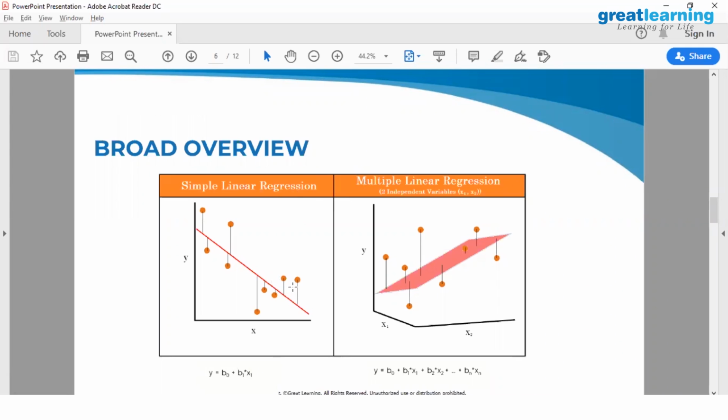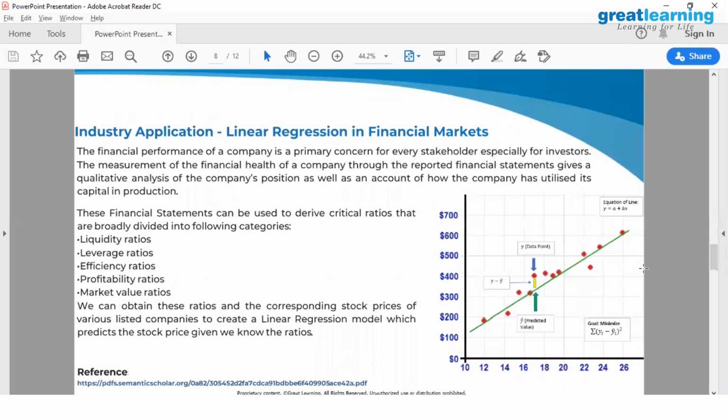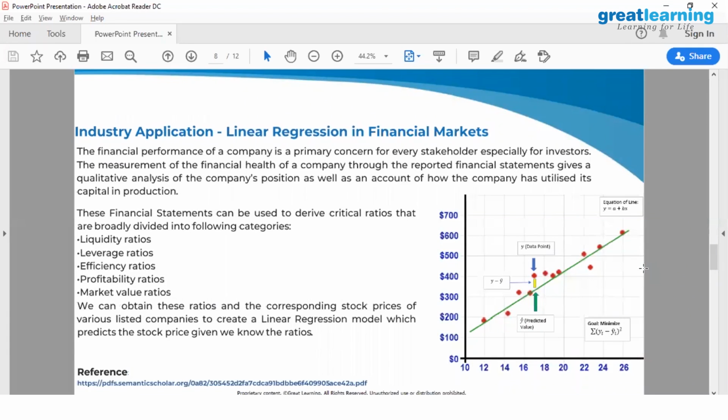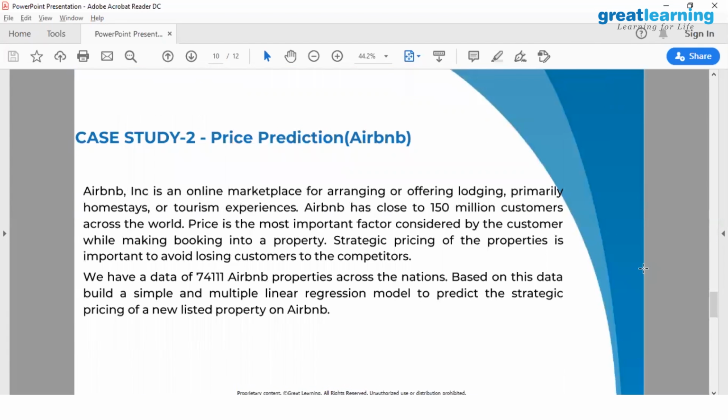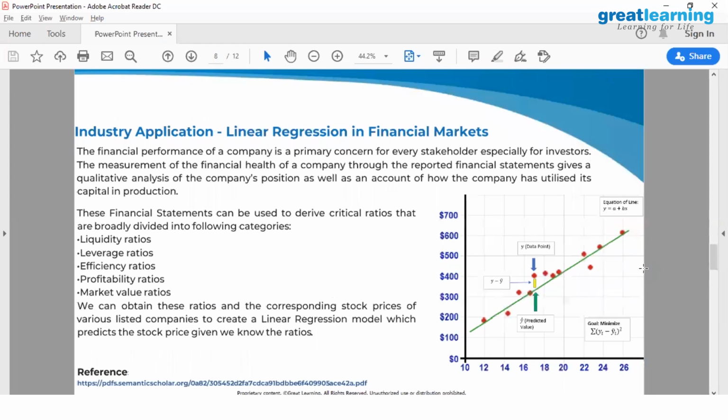Simple linear regression is when there is only one variable; if there is more than one variable, we cannot explain it this way. We have two industry applications. We'll see one, then go to one case study, then look at one more industry application, and then solve the second case study. I'll make sure one is explained. We have 30 variables; I'll take at least 10 variables and try to solve it in Excel and show you.